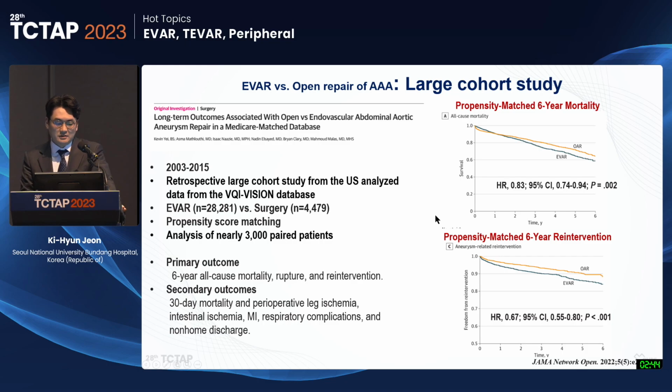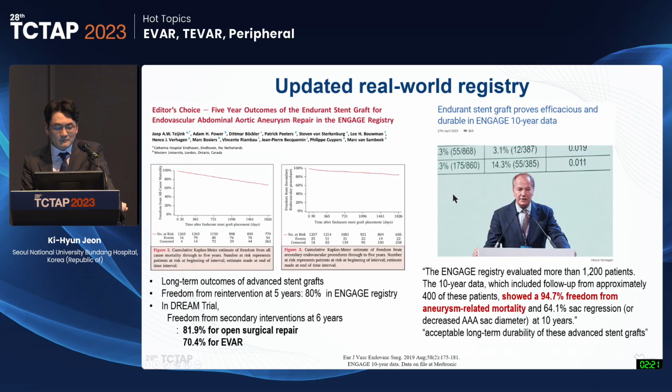But this is a retrospective study, so it has some limitations, such as off-label use of the EVAR device, non-adherence to long-term surveillance recommendations, and aneurysm-related death data not being available.